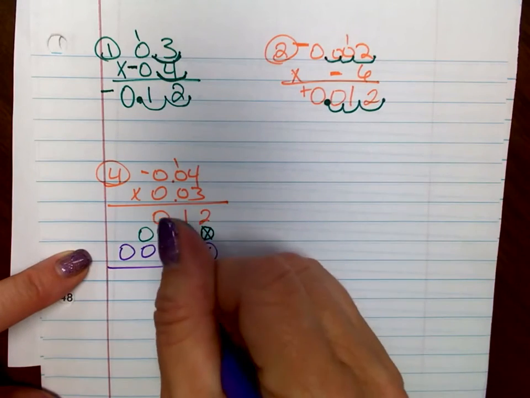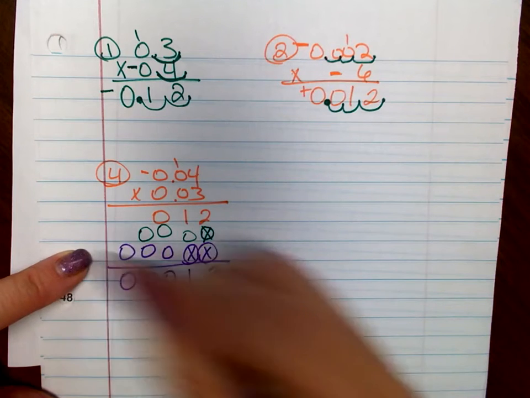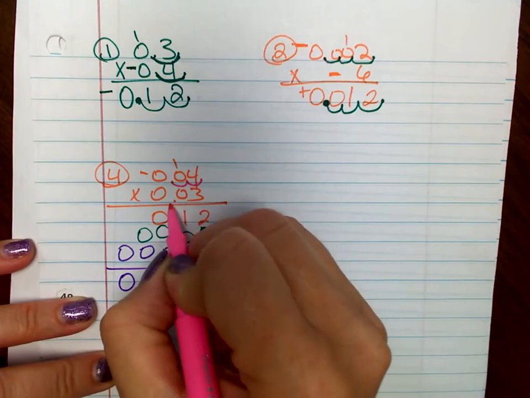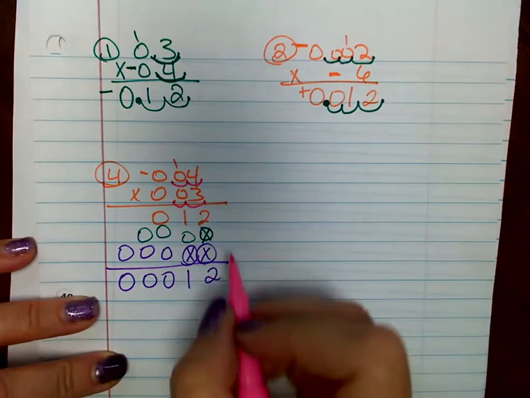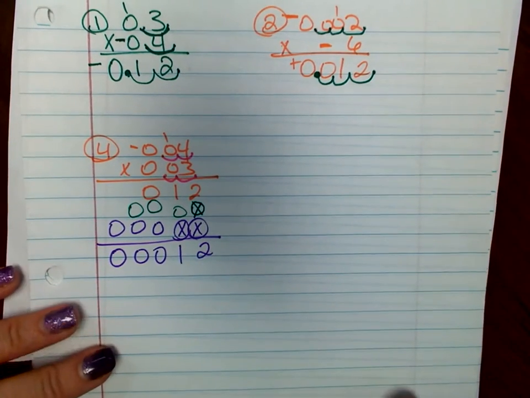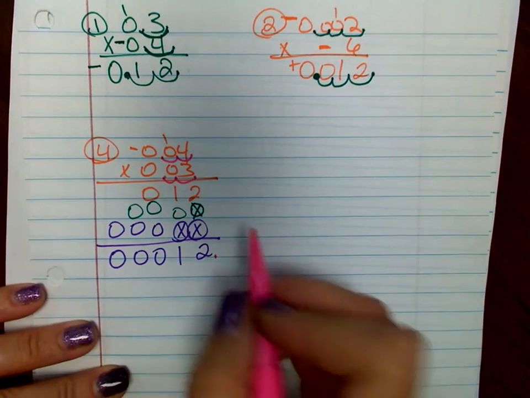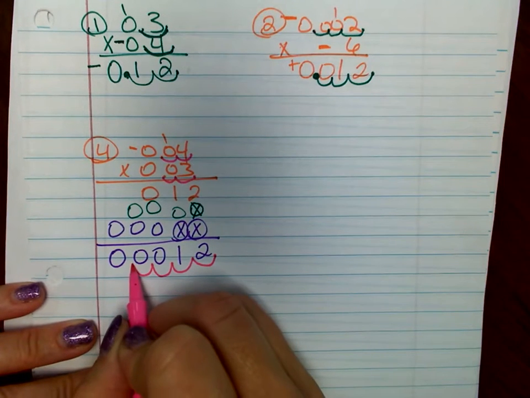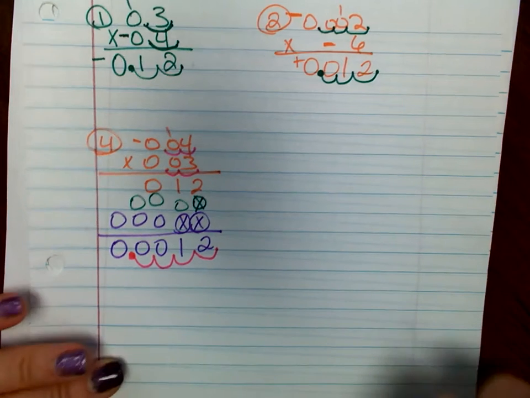So that's 2, that's 1, 0, 0, 0. Now, remember, go back and count your decimals. 1, 2, 1, 2. So that's 2 and 2 is 4. I've got to move the decimal 4 times. Start in the back of your whole number. 1, 2, 3, 4. There's your answer.